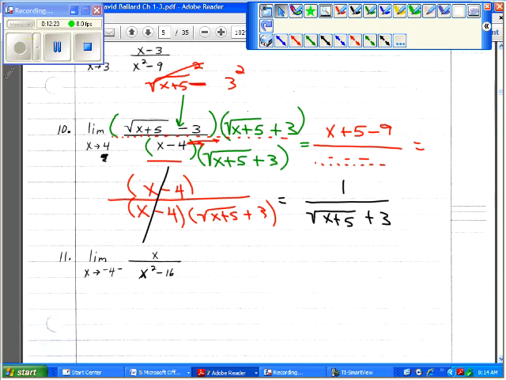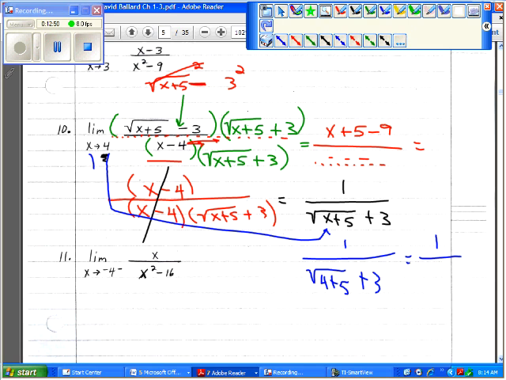Therefore, we can find the limit in the f function by finding the value of the target point in the g function. So we're going to take the 4 and plug it in the g function to get the limit in the f function. So 1 over square root of 4 plus 5, and then plus 3. 4 plus 5 is 9. Square root of 9 is 3. And 3 plus 3 is 6. So we get 1/6. Any questions on number 10?